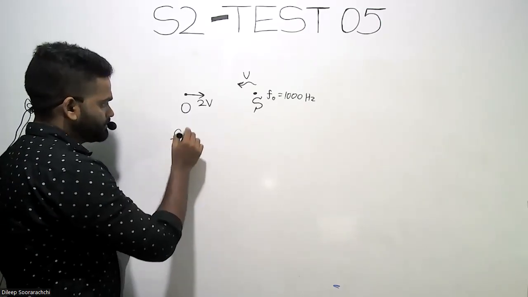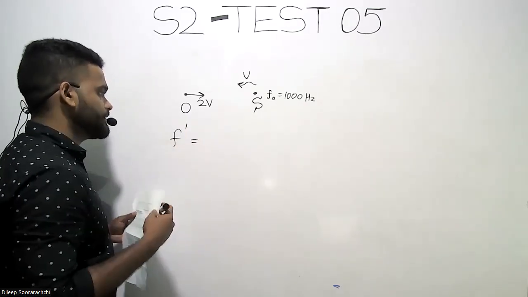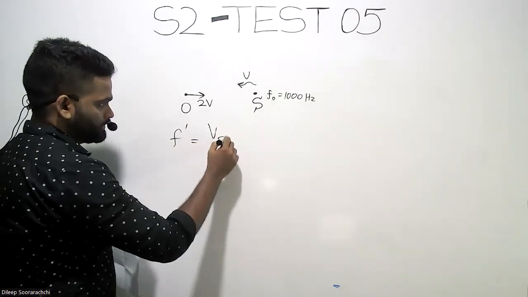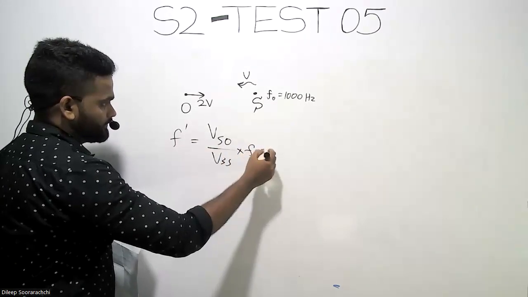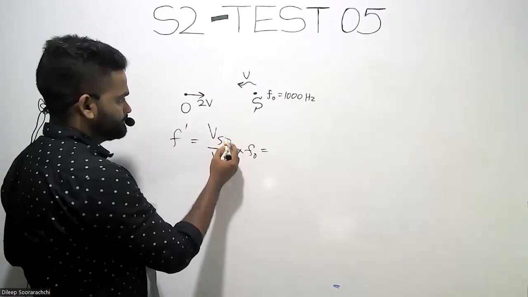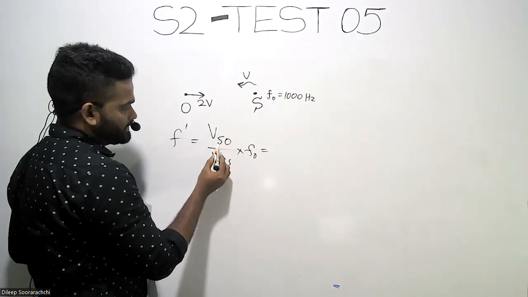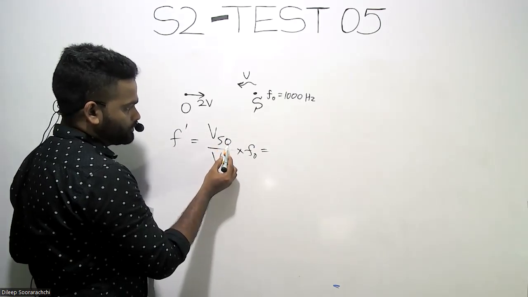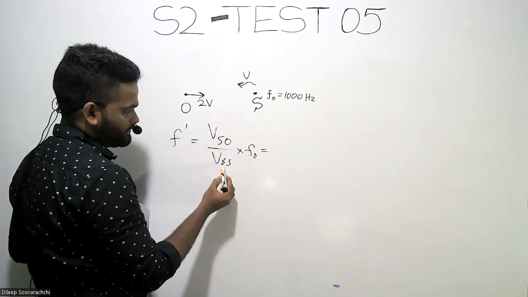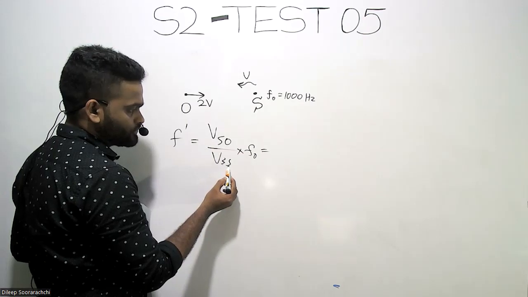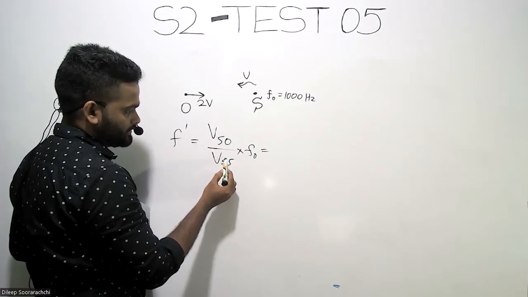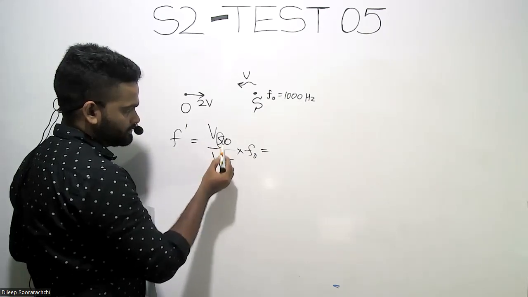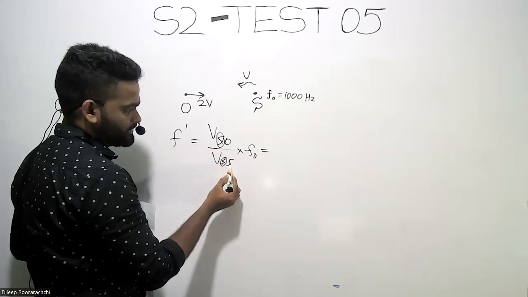There's an easy equation to find the apparent frequency. I have done this earlier. VSO divided by VSS times f naught. VSO means sound speed relative to observer. This is sound speed relative to source. This S is source, right? This S is sound. This is observer, this is source.